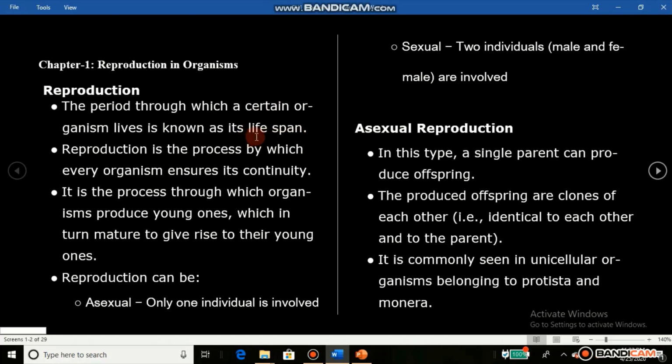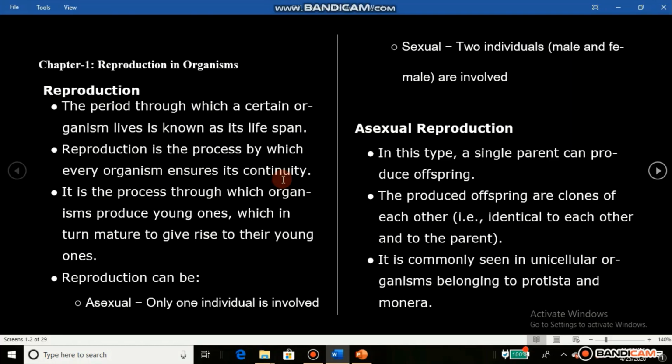Let me tell you one thing. First you think about it: why is reproduction necessary? It is written here: reproduction is the process by which every organism ensures its continuity. So it means that reproduction is necessary for the continuity of life on earth. Understand?